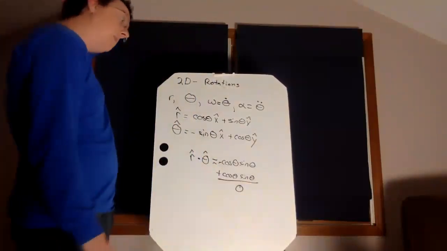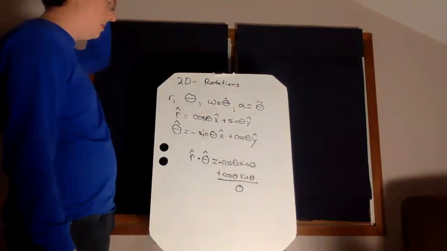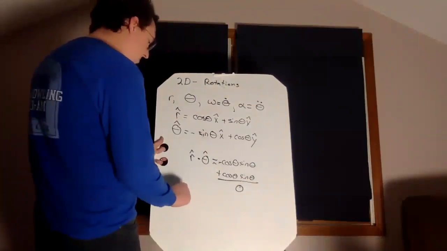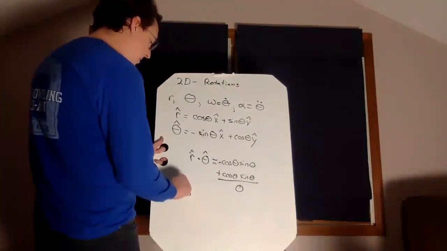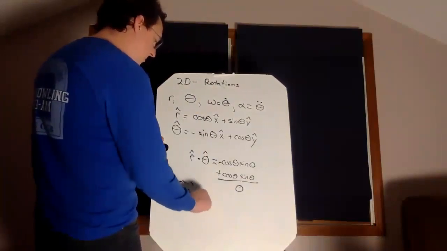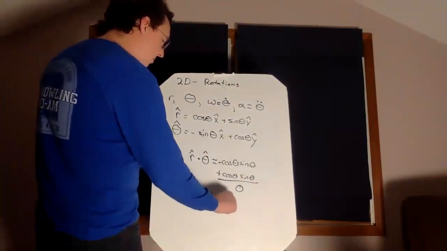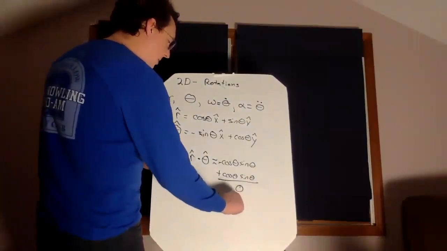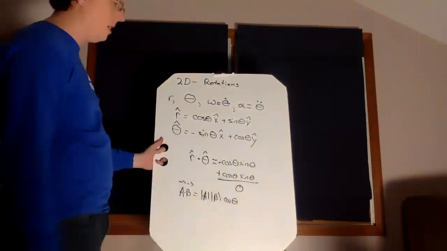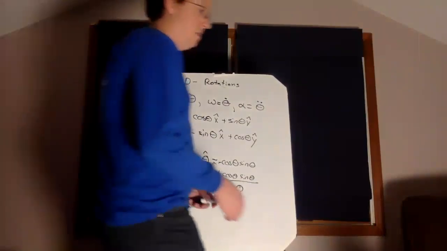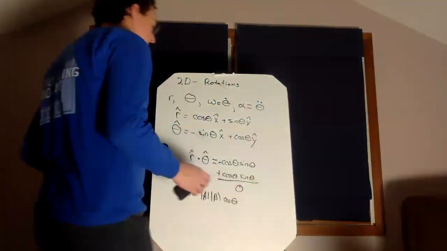So in fact, they're perpendicular because one of our formulas for dot product is that A dot B is simply the magnitude of A times the magnitude of B times the cosine of the angle between them. And cosine of 90 is 0. So if you get a dot product which vanishes, then the angle between the vectors is 90 degrees. Okay?